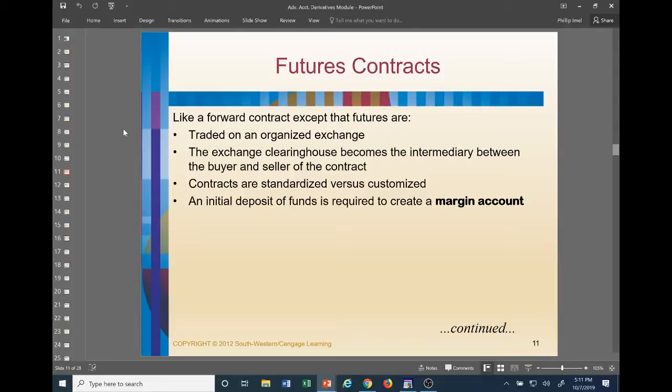The formal regulation of futures contracts results in contracts that are standardized in nature versus customized. For example, the exchange specifies the quantity and quality of commodities traded as well as the delivery place and date. A futures contract requires an initial deposit of funds with the transacting broker. This deposit is referred to as a margin account. It serves as collateral to help ensure that the parties to the contract are able to perform.